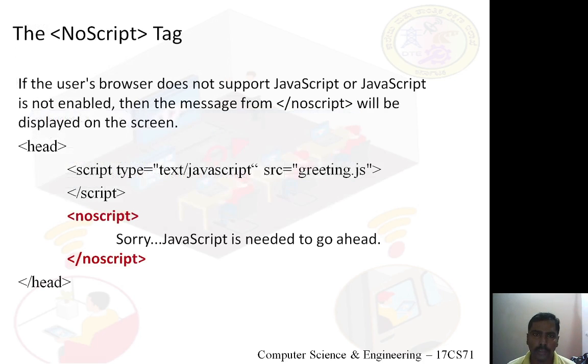Now let me have a look at the noscript tag. Let me say my browser doesn't support JavaScript, but I am making an attempt to view an HTML file which includes JavaScript. Since my browser doesn't support JavaScript, the JavaScript in this HTML source file won't get executed. So I need to be made clear by displaying some message stating that this browser doesn't support JavaScript.